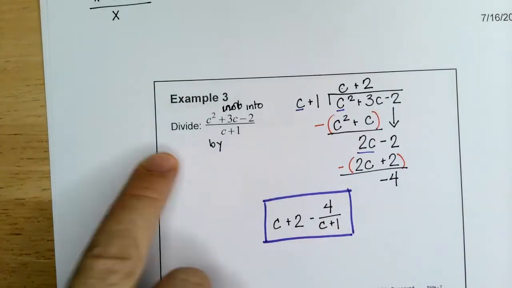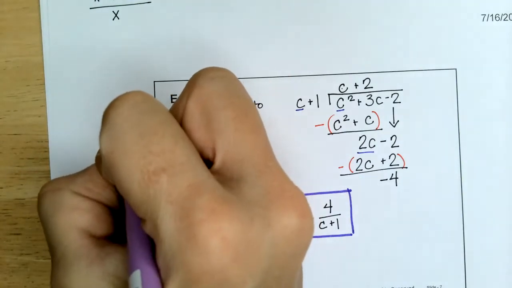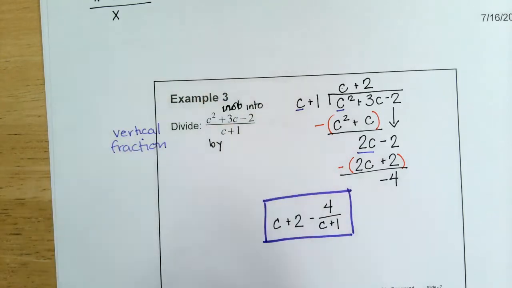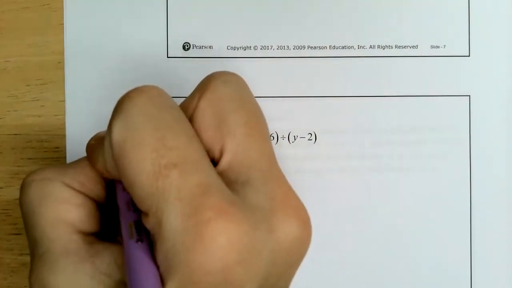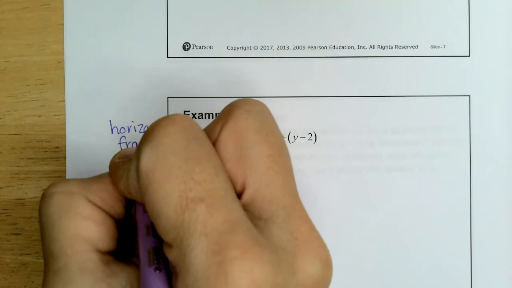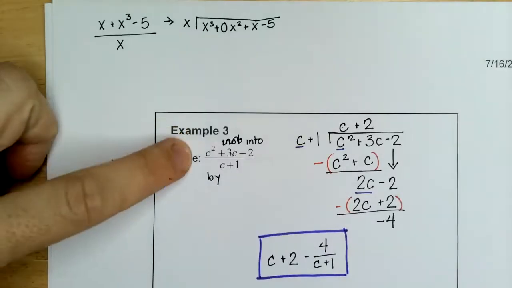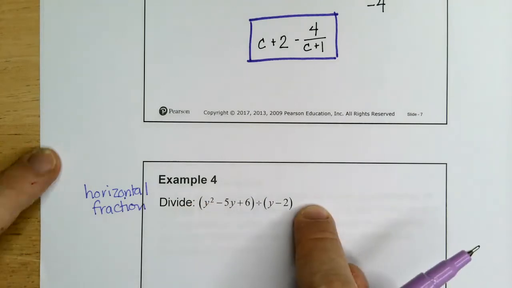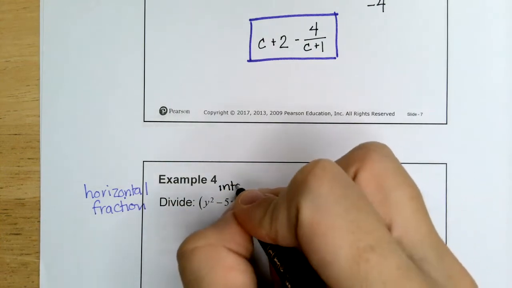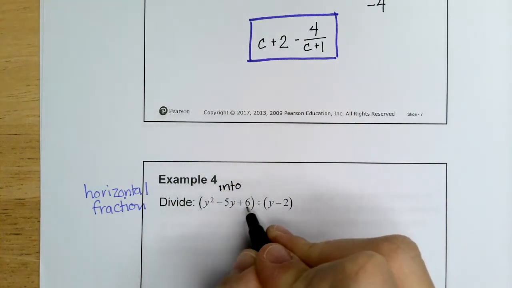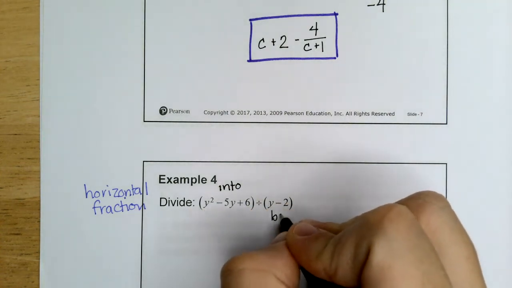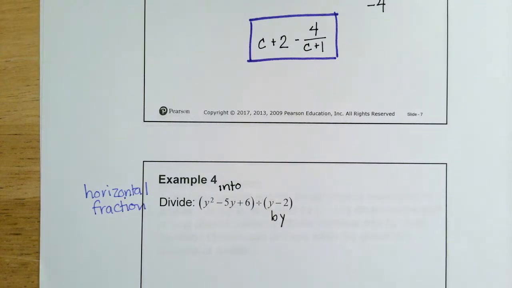This was a vertical fraction. Now we're going to do a horizontal fraction. This one's going up and down. This one's going all the way across. But this is still into, we are dividing y minus 2 into y squared minus 5y plus 6. And we are dividing y squared minus 5y plus 6 by y minus 2.